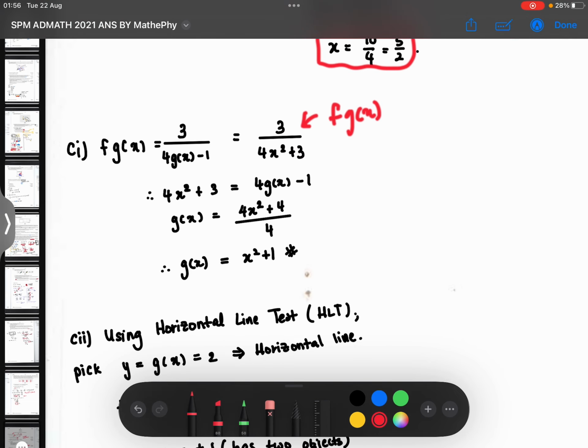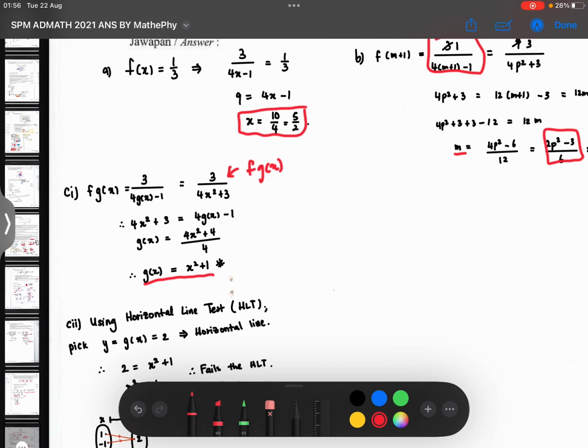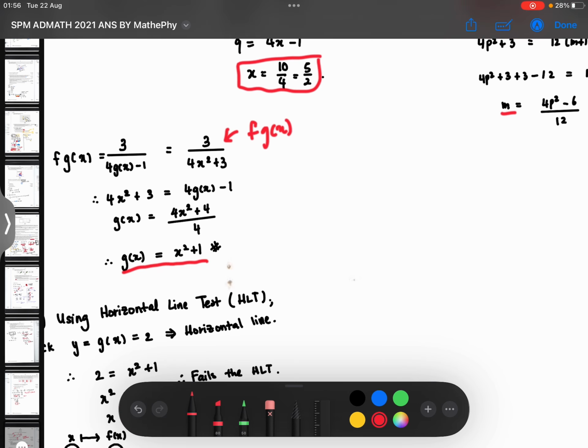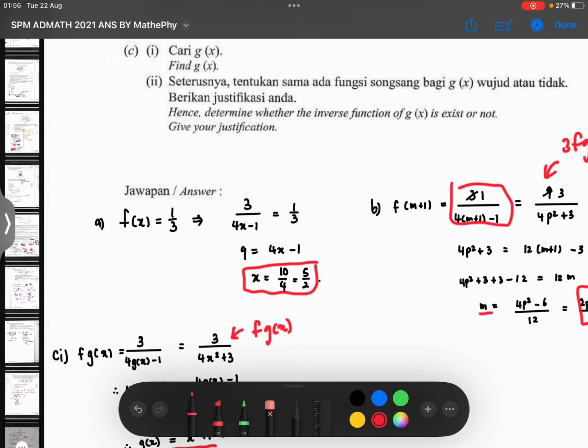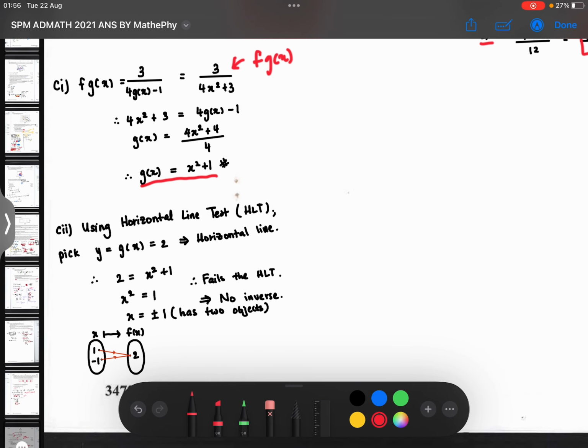I just solve for g(x), I get g(x) is x squared plus 1. Okay, so for question C2, what is the question? Hence, determine whether the inverse function of g(x) exists or not. Give your justification. So in order to find whether the inverse exists or not, we need to use the horizontal line test, HLT.